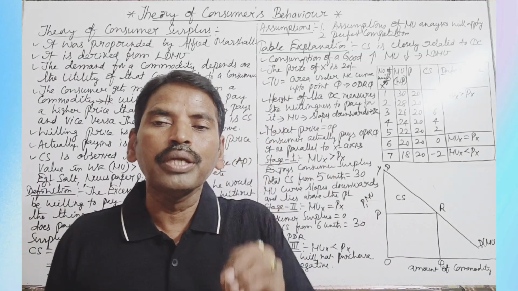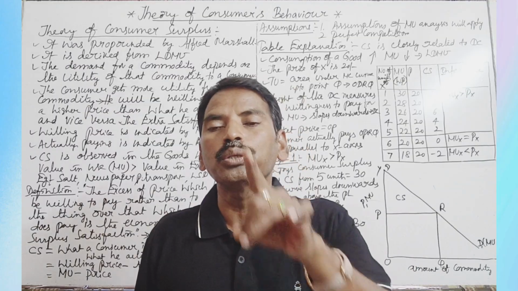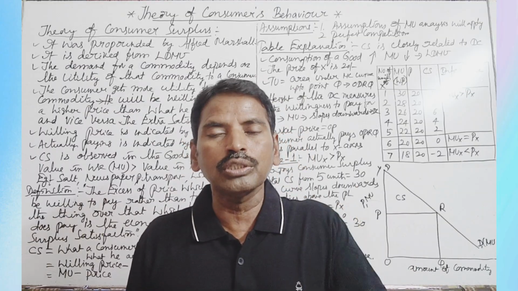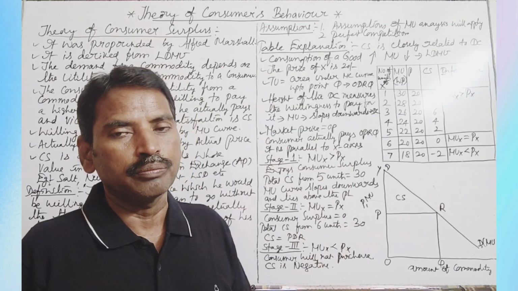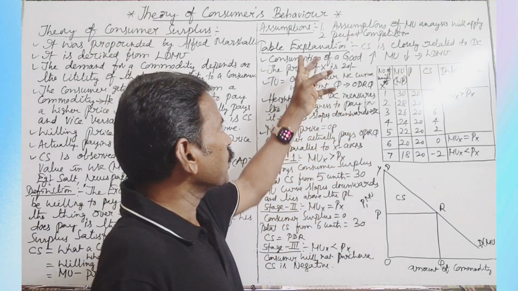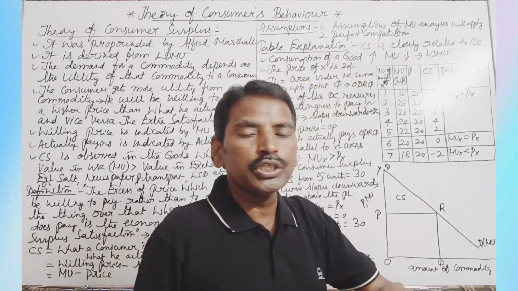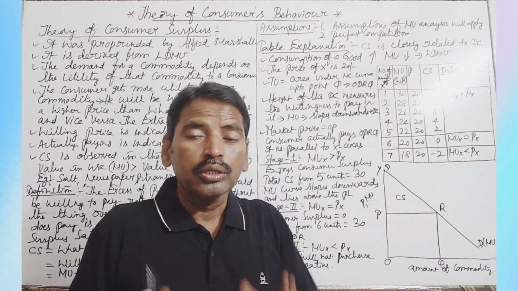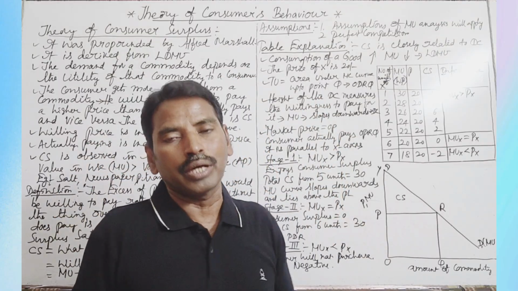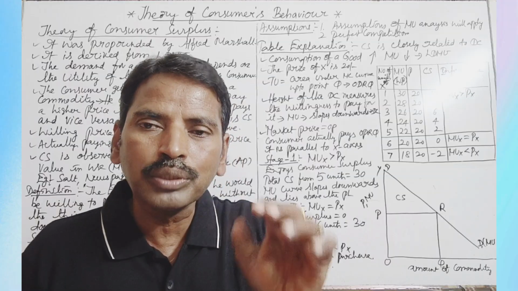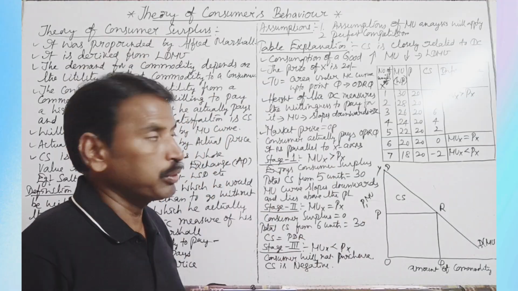These are the basic assumptions of marginal utility analysis. All assumptions will apply in this theory also. There is one more assumption: there is perfect competition prevailing in the market, with a uniform price prevailing in the market. These are the assumptions of the theory of consumer surplus.